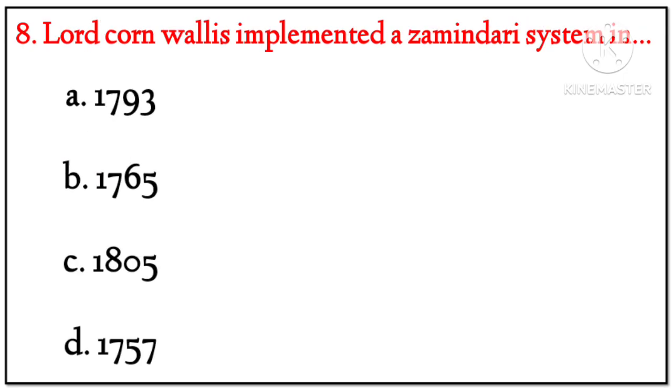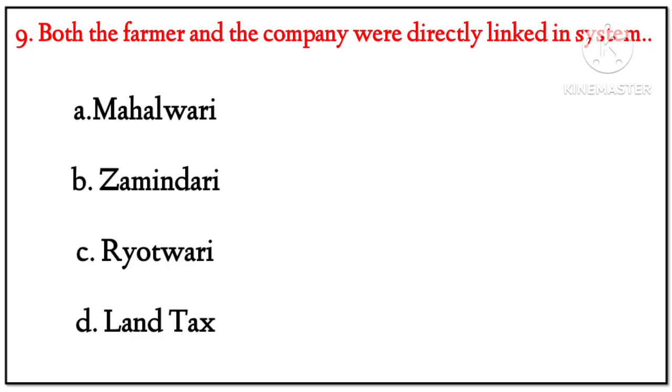Eighth one: Lord Cornwallis implemented the zamindari system in, options are 1793, 1765, 1805 and 1807. Our right option is 1793. Ninth: both the farmer and the company were directly linked in which system? Options are Mahalwari, Zamindari, Rayatwari and tax. Our right option is the third one, Rayatwari.